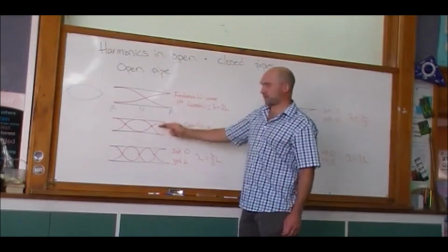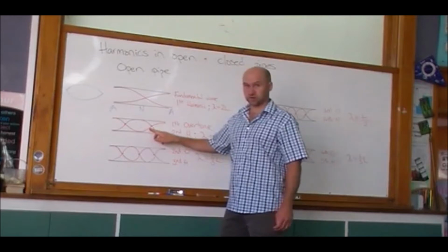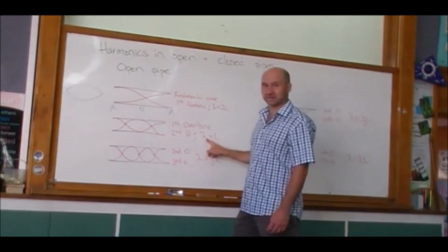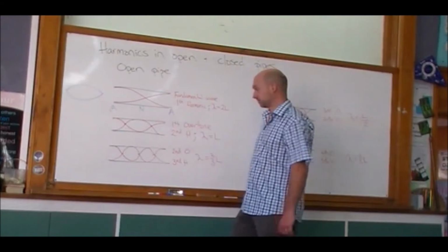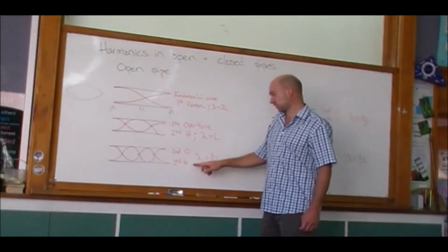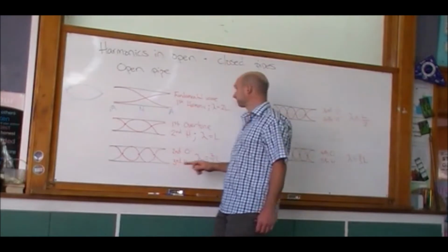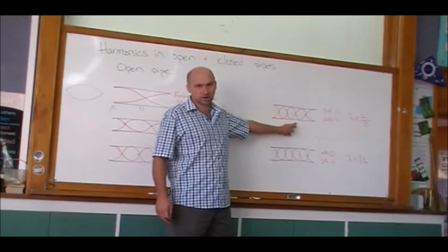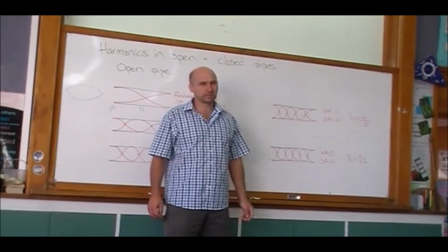If we bump up, the next simplest one we can make has got two nodes. It's still got an antinode at each end. That means the wavelength is the pipe length for the first overtone, second harmonic. If we come up to the second overtone, which is the third harmonic, then the wavelength is 2/3 of the pipe. Over here, at the third overtone, the fourth harmonic, the wavelength's half the pipe length.